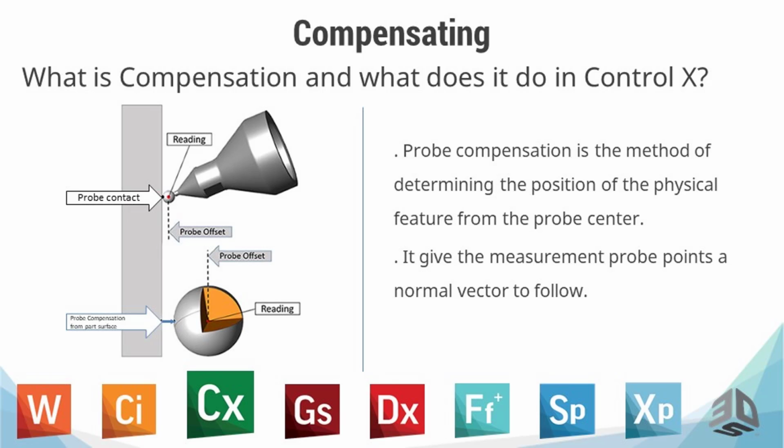So what is compensation, and what does it do in ControlX? Probe compensation is the method of determining the position of the physical feature from the probe center. Basically, whenever we use a probe to collect measurement points, it's being taken from the center of the probe and not the surface. So we need to give the probe point a direction and tell it what side of the probe ball the physical surface is on. This will give the measurement points a direction to follow so that the normals are set down correctly and any measurements off of this face can be calculated correctly.